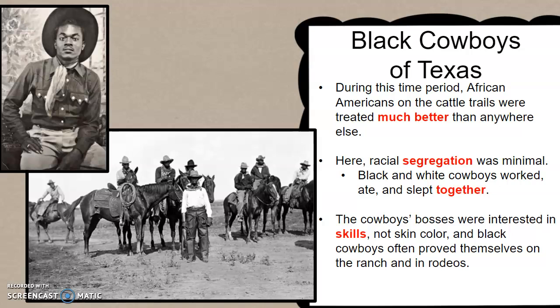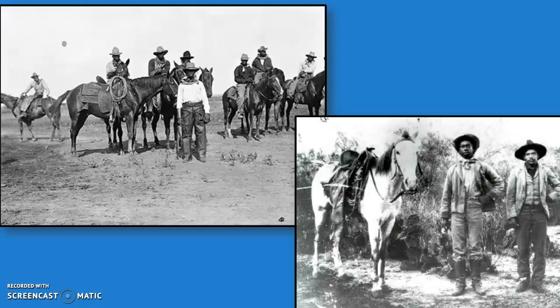And so they worked together, they ate together, they slept in the same camp together. You didn't have the separation like what it was like for the next hundreds of years, even into today, where you still have segregation of different types of groups. Here, you didn't have that because the bosses thought, if you're good at your job, then that's good enough for us. We're going to treat you fairly and equally and give you equal pay.